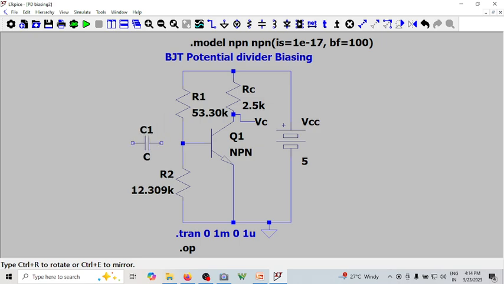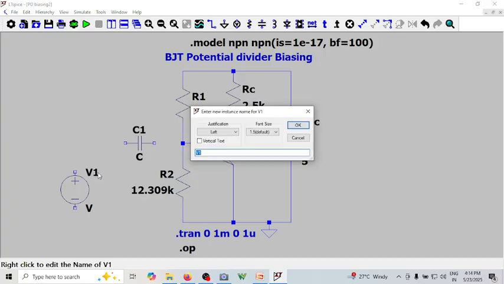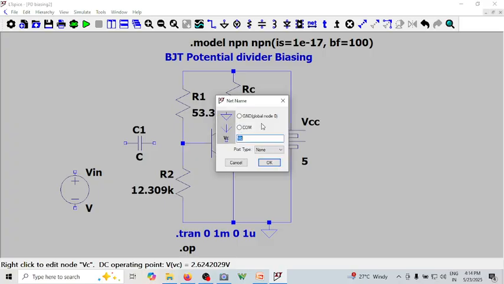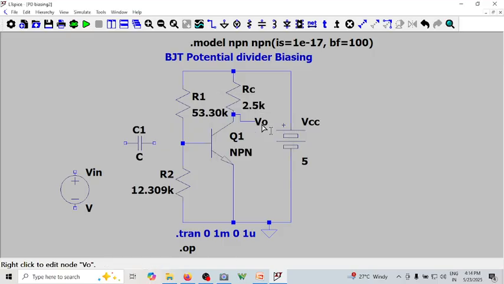Let me add a capacitor here. Let's rotate it. So this is the capacitor, and then let me get a voltage source. This is the voltage source. Let me name it as Vin. Here let me measure the output voltage and name it as out. Let me connect.